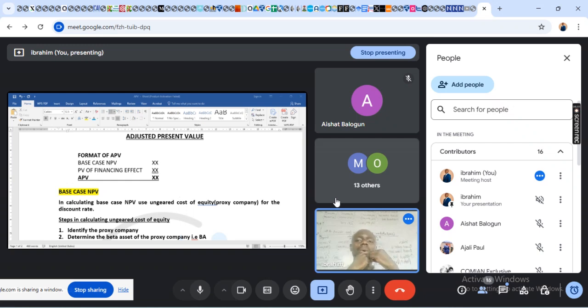Now, in calculating the base case NPV, what are the steps in calculating the ungeared cost of equity? Why do you have to use ungeared cost of equity to discount the project?